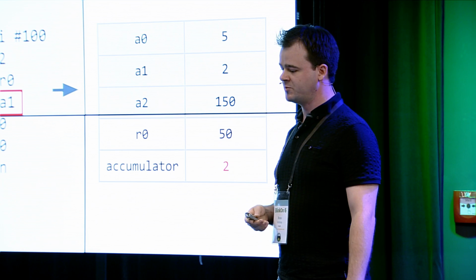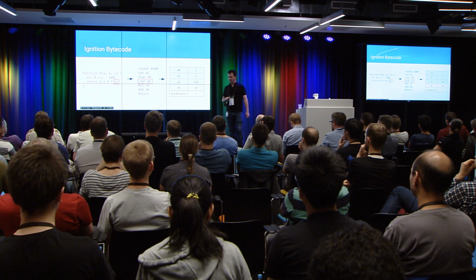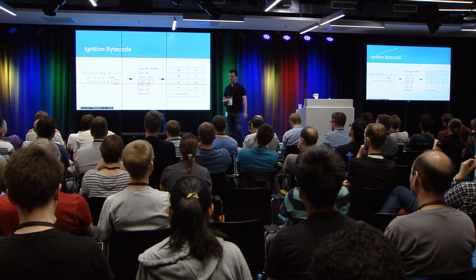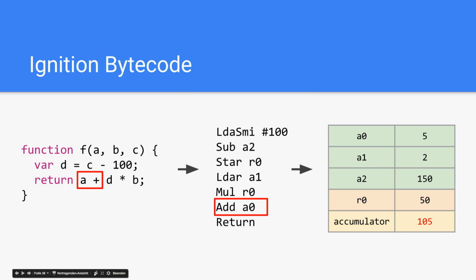Now we go into the next statement. We want to load parameter b. So that's a1, and that goes into the accumulator. Then we want to multiply that by r0. So we do that, end up with 100, and then add a0, which is 5, and end up with 105. And then we'll return, which will return the value that's in the accumulator.